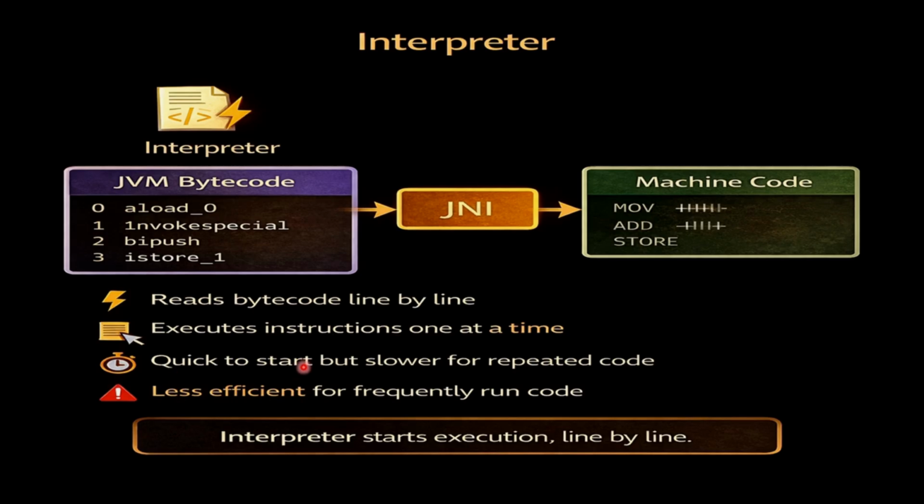Next, it is quick to start but slow for repeated code. What does it mean? The interpreter is quick to start but it becomes slow when the same code runs again and again. Next, it is less efficient for frequently run code. What does it mean? The interpreter is less efficient when the same code is executed frequently.